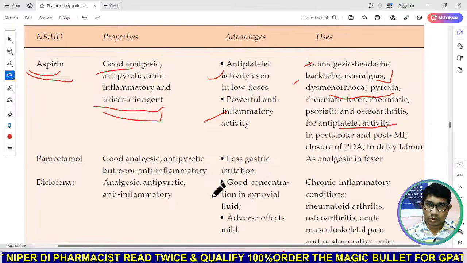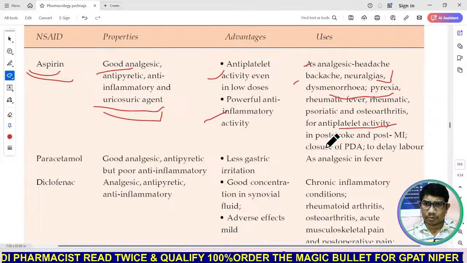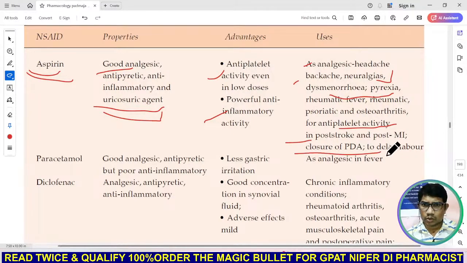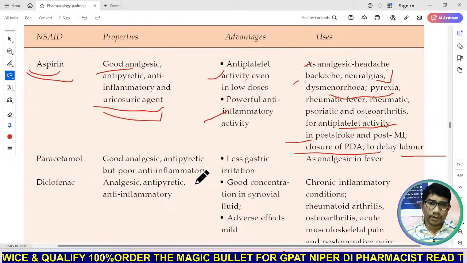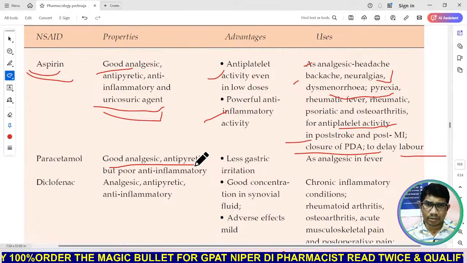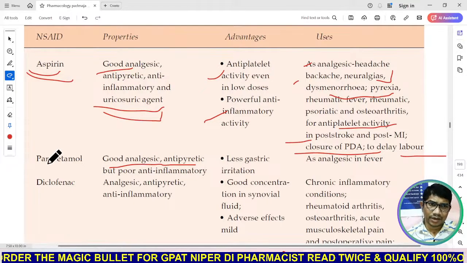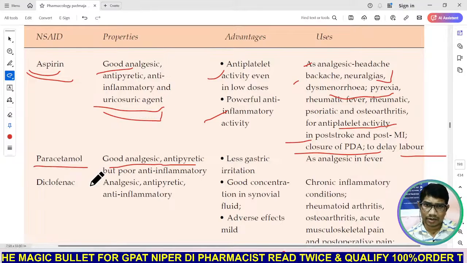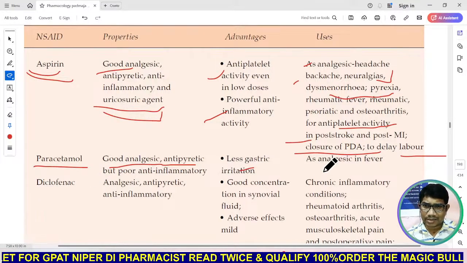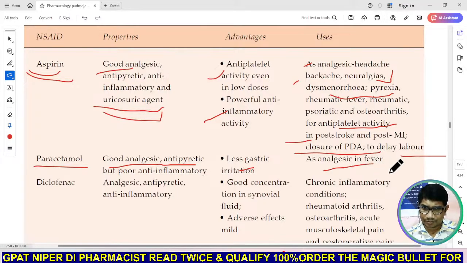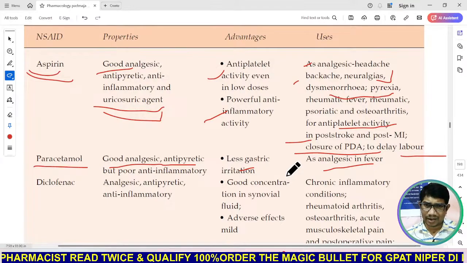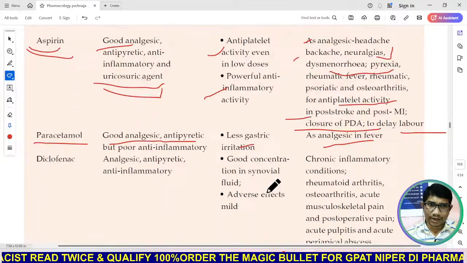In post-stroke, it is used in the prophylaxis of myocardial infarction, to close the patent ductus arteriosus, and to delay labor. Now paracetamol is a good analgesic, antipyretic, but a poor anti-inflammatory. Paracetamol causes less gastric irritation, and its analgesic action is also useful in fever. Use: analgesic and antipyretic.